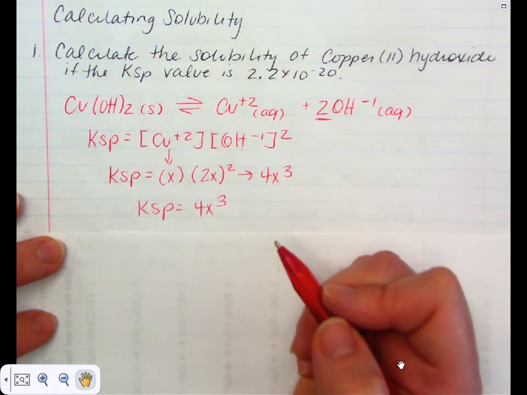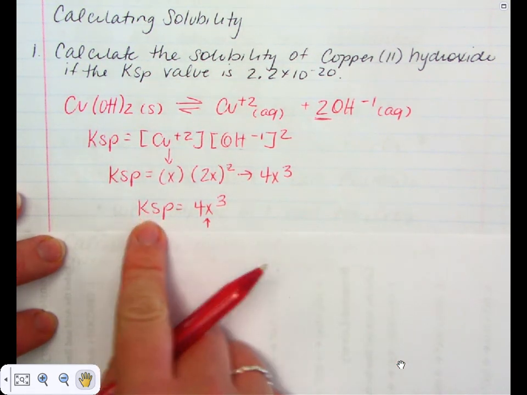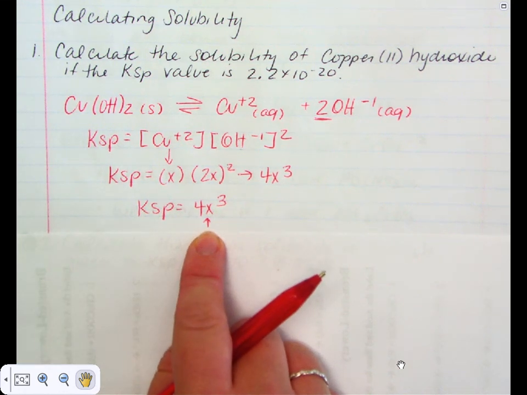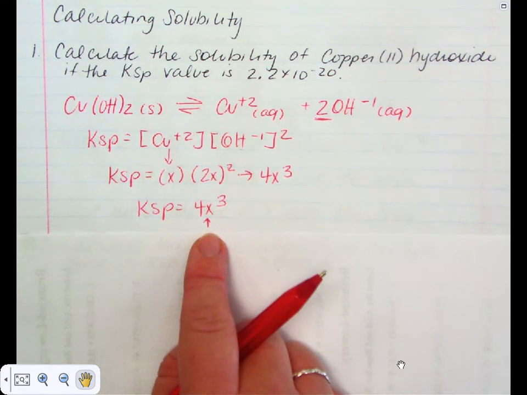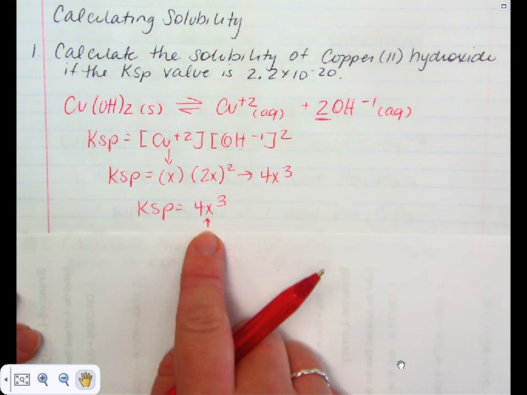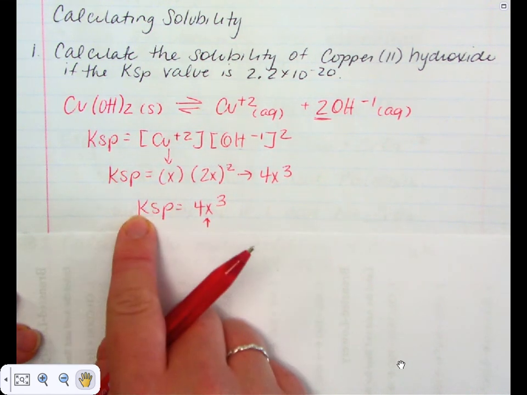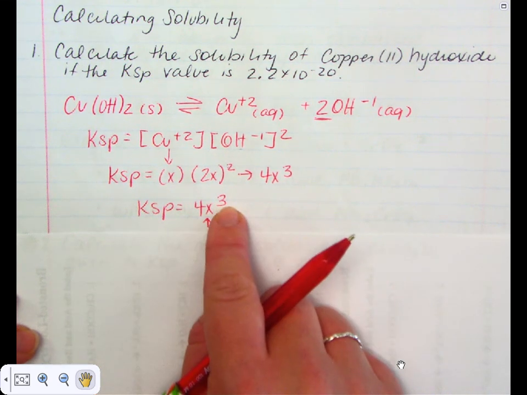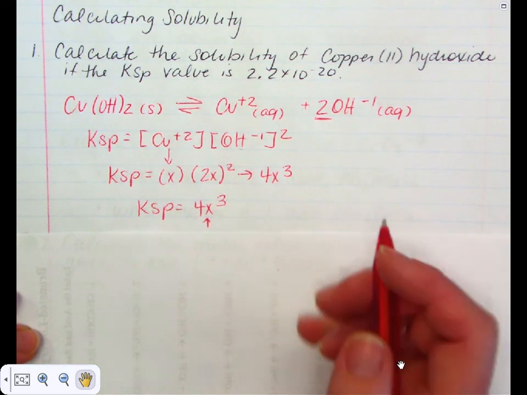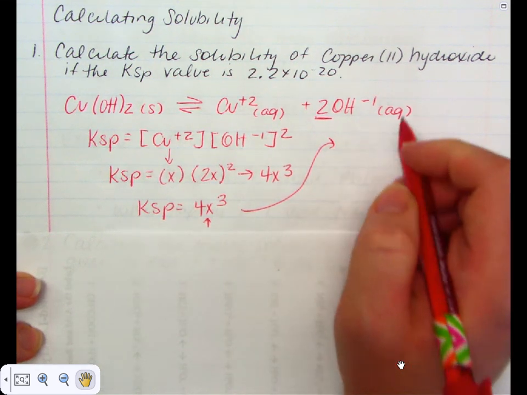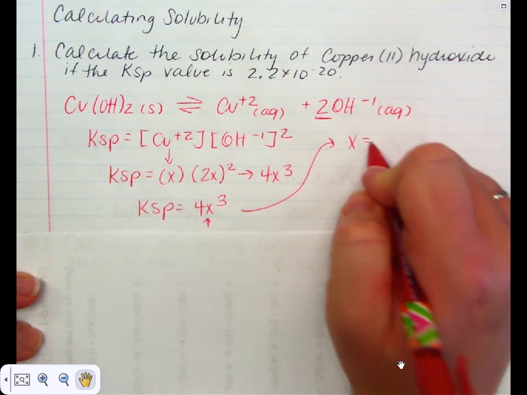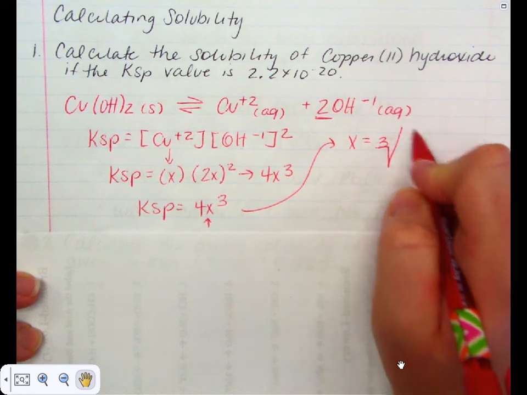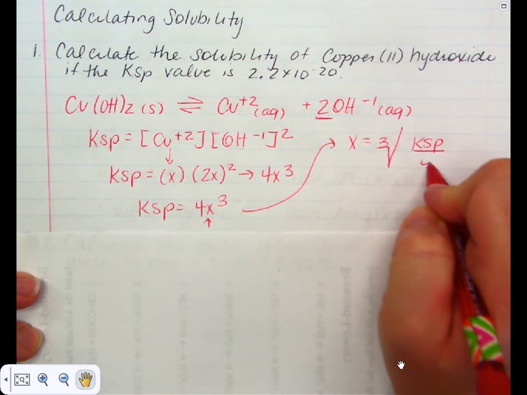All right, now what? Well, I know what Ksp is. I need to solve for this x. So I need to rearrange my equation so that I can solve for x. So how do we do that? Arithmetic, which you should know. I need to get x by itself. So I'm going to divide both sides by 4. So Ksp over 4. And then how do I get the cubed off? Take the cube root. So let's rearrange this bad boy up here. That means now x equals the cube root of Ksp over 4.